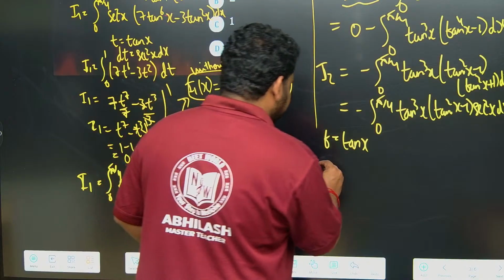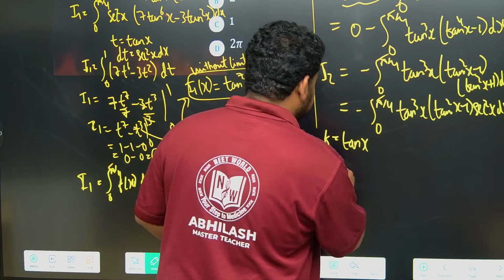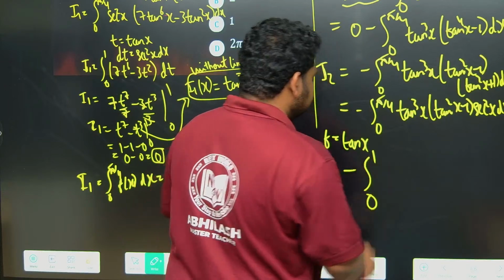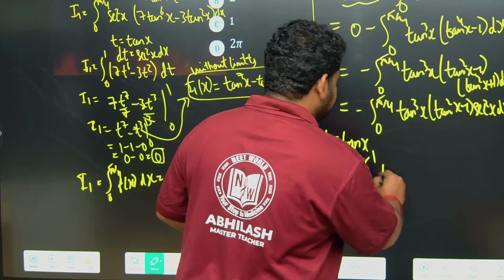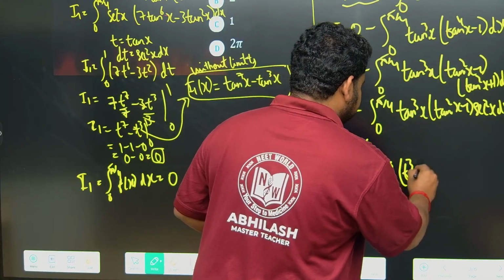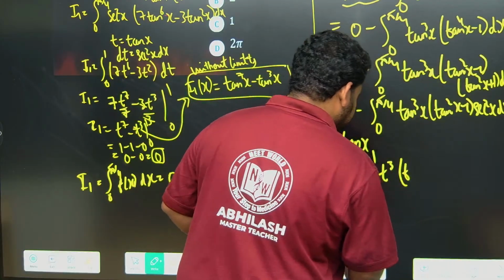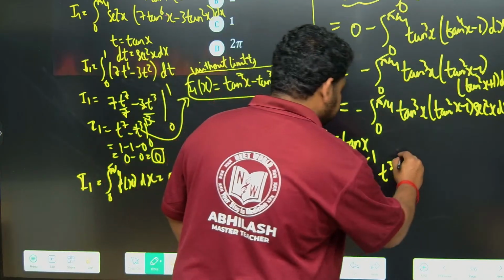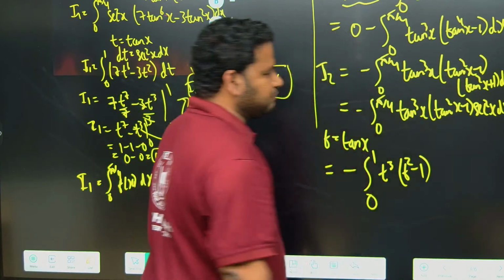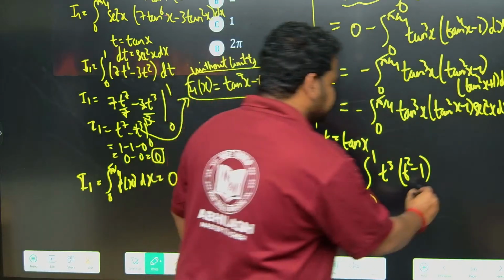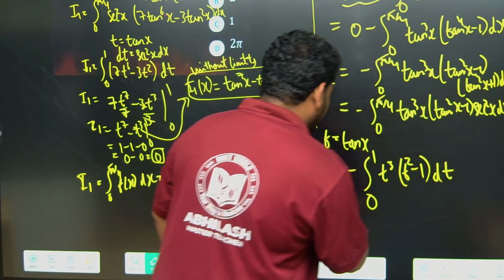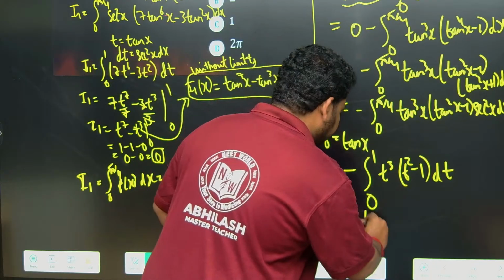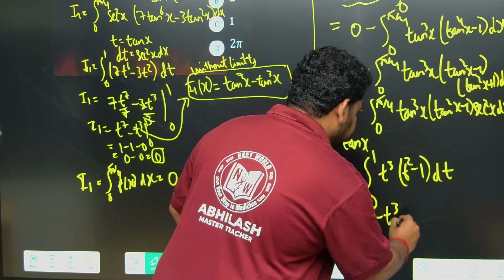If I put t is equal to tan x, the limit will transform to 0 to 1, because tan pi by 4 is 1. This will become t cube into t square minus 1, and t cube into t square minus 1 into secant square x dx is nothing but dt. Now this will become minus 0 to 1, t cube into t square is t power 5 minus t cube dt.